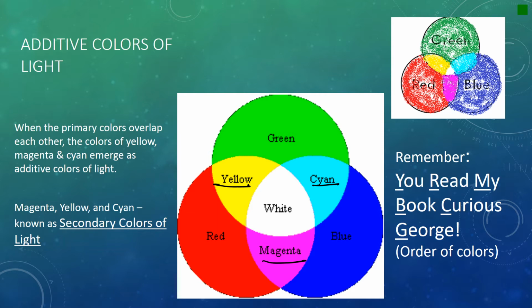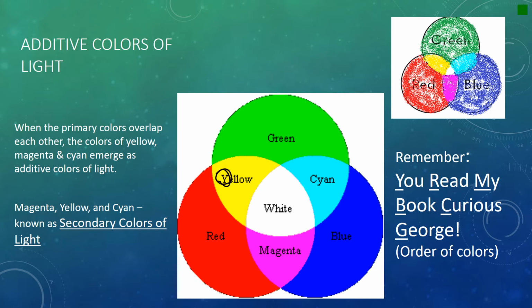What you really have to remember is this saying, okay? You read on the right, you read my book, Curious George, okay? Because you are going to have to memorize, if I mix red and green, what do I get? If I mix green and blue, what do I get? And if I mix red and blue, what do I get? And I personally don't think all of these are very easy to understand, especially red and green. What? You get yellow? So here's how it goes.